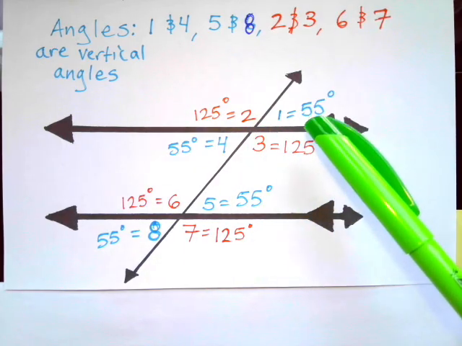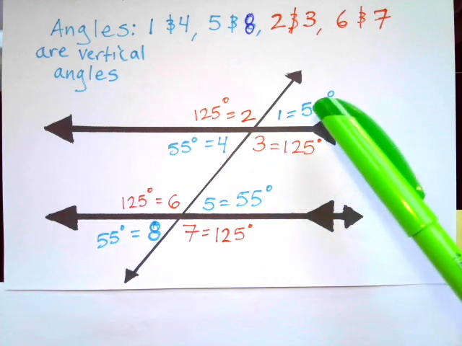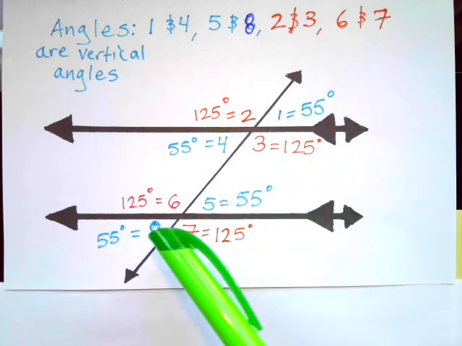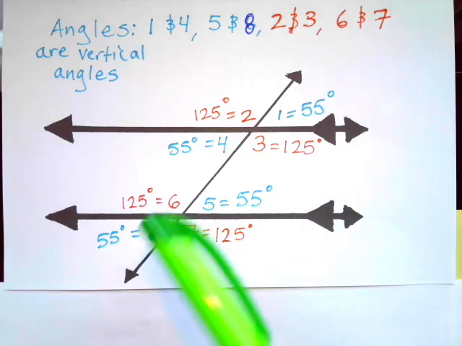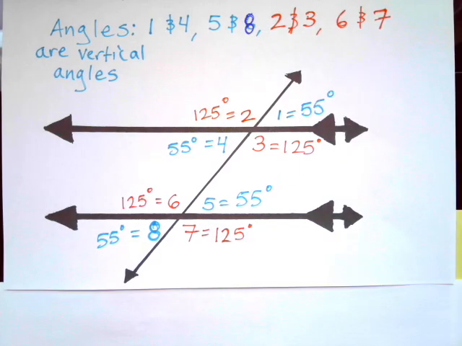As you can see here, again, angle 2 and angle 3 are equal to each other, 125 degrees, vertical angles. 1 and 4, 55 degrees, vertical angles. 5 and 8, vertical angles, 55 degrees. 6 and 7, 125 degrees.